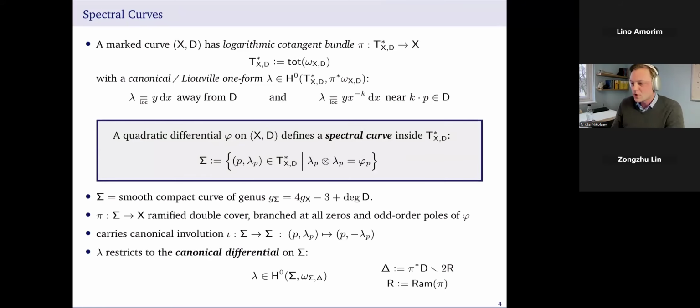So a few immediate, interesting, common facts about this spectral curve: first of all, it's a smooth, compact curve. You can compute its genus, very simple. It's a double cover of X, branched. Just like any Riemann surface of the square root, it's a 2-to-1 cover, and this one is branched exactly at the zeros of the quadratic differential, and also at the odd order poles.